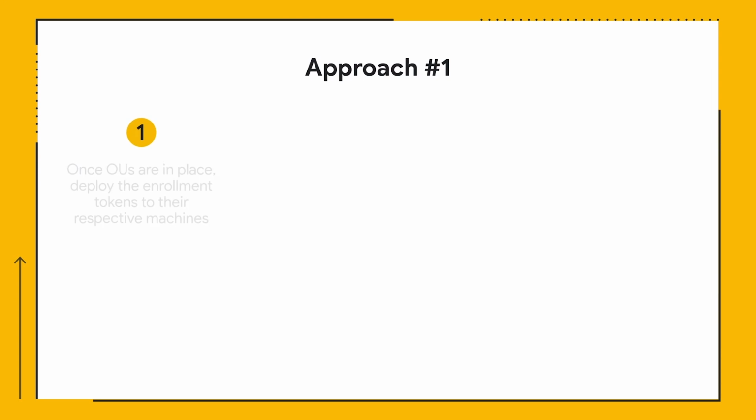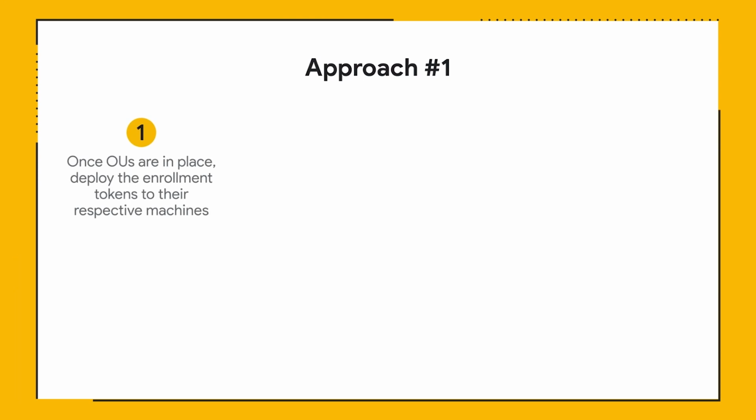Let's start with the first approach: gather data, then move settings. Once you have the OUs in place, you do not set any other policies other than cloud reporting and frequency. You deploy the enrollment tokens to their respective machines and let the browser start reporting into the console. This will give you an inventory of all the extensions in the environment, which is useful, especially if you are not blocking all extension installs.